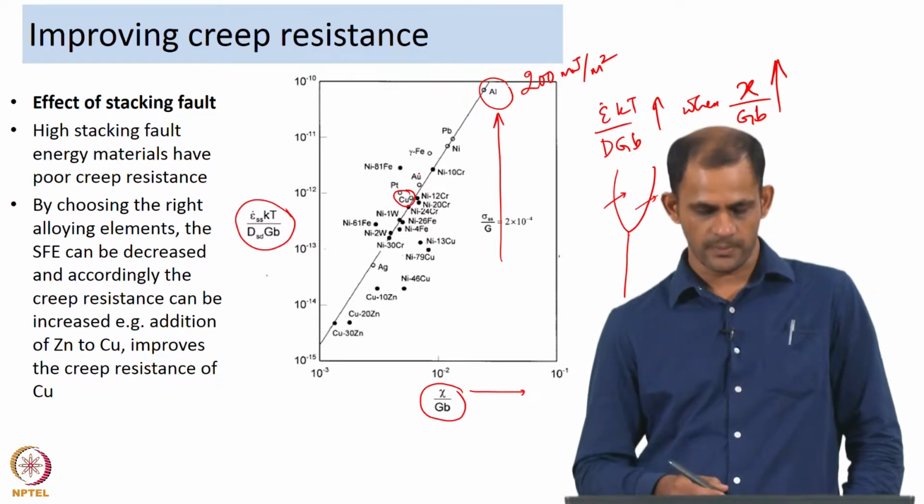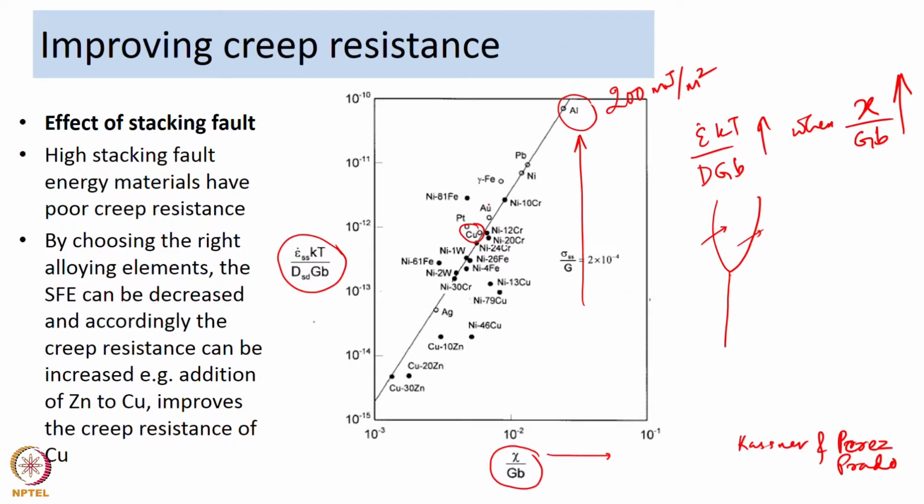On the other hand, in copper you see a lot of stacking fault formation, because in copper the stacking fault energy is around 80 millijoule per meter square. So, you see copper has a lower creep strain rate of deformation compared to that of aluminum, which means copper is more resistant to creep deformation.